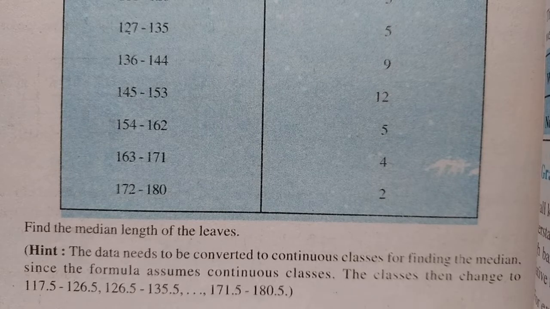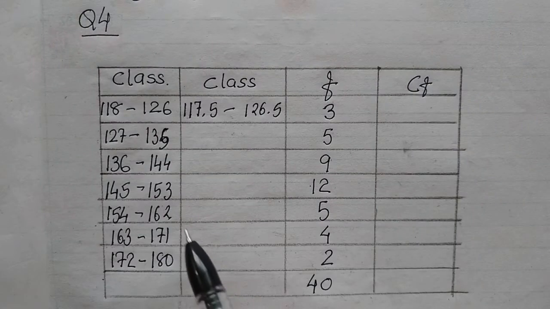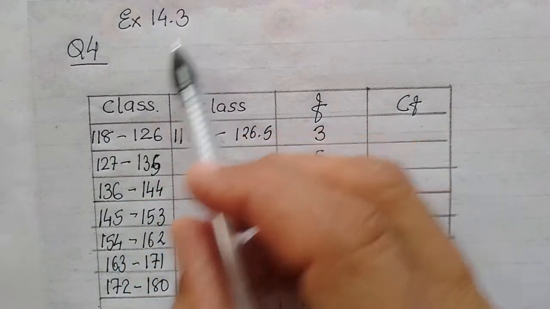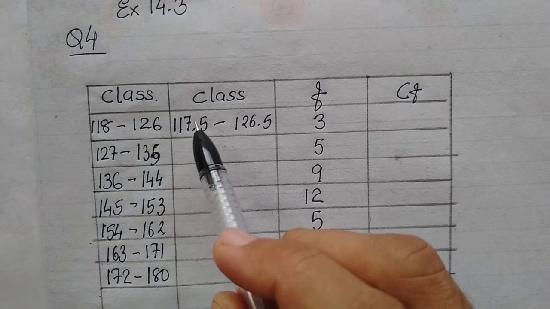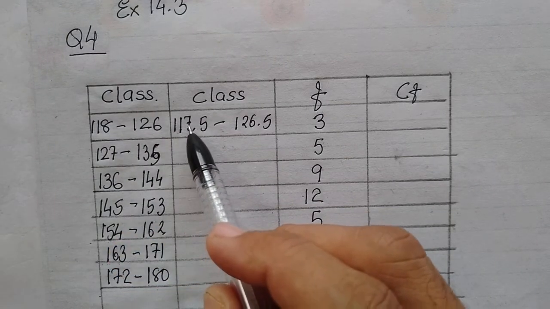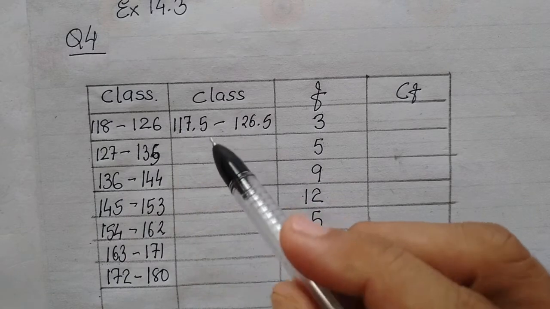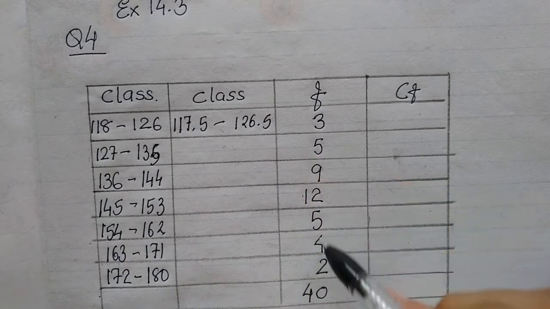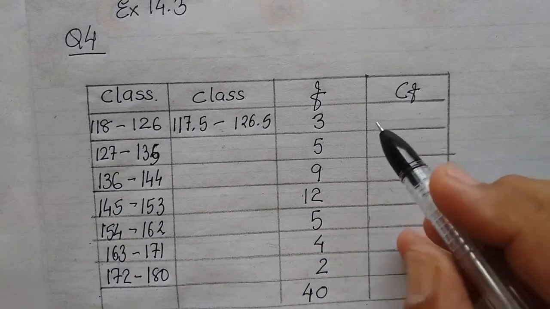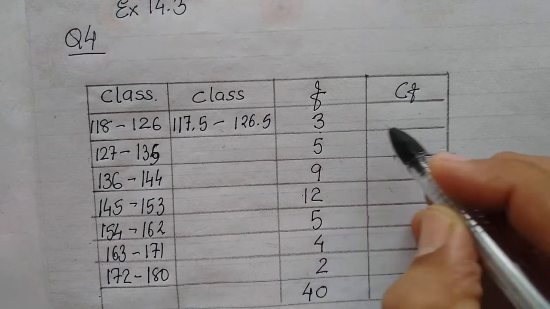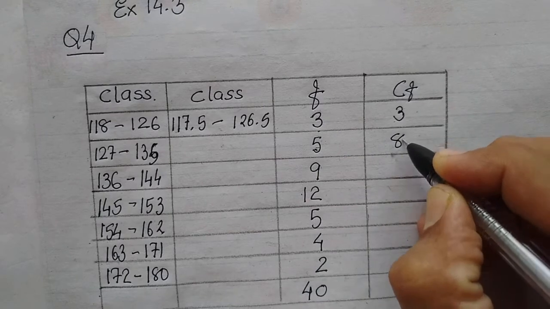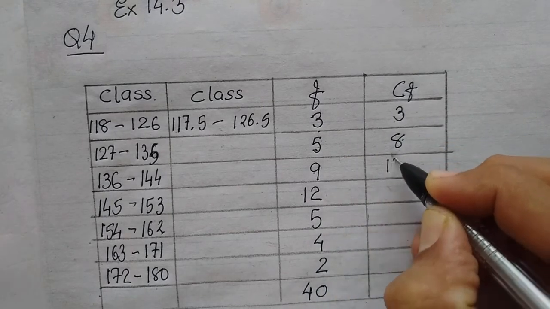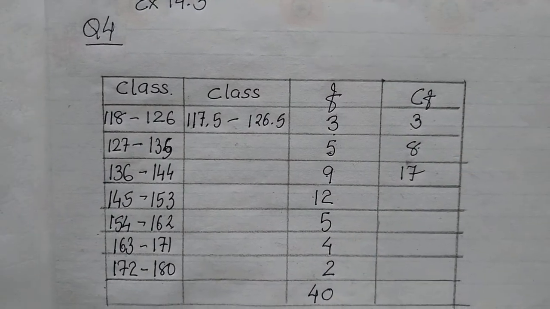Now, question number 4, exercise 14.3. This is the class, where we subtracted 0.5 and added 0.5, so we write it down. This is the frequency. Cumulative frequency, you know how to obtain. This 3 comes as it is. 3 plus 5, 8. 8 plus 9, 17. This way we will write.